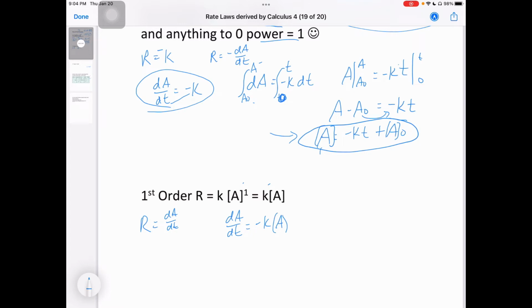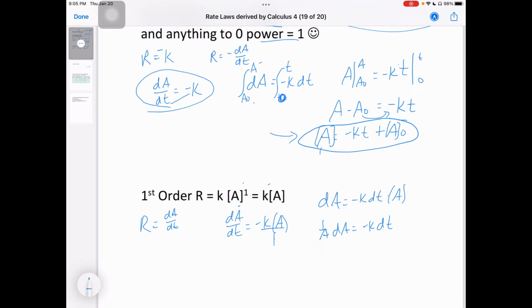This time, the a's have to go together. So I want the a on the side with the dA, and I want the other side to cross multiply. So I'll put this over 1 to make this visible. 1 times dA is dA equals dt times negative Ka. So negative K dt times A. I'm going to divide by A to get it over here. When I divide by A, isn't that 1 over A? So 1 over A dA equals negative K dt.